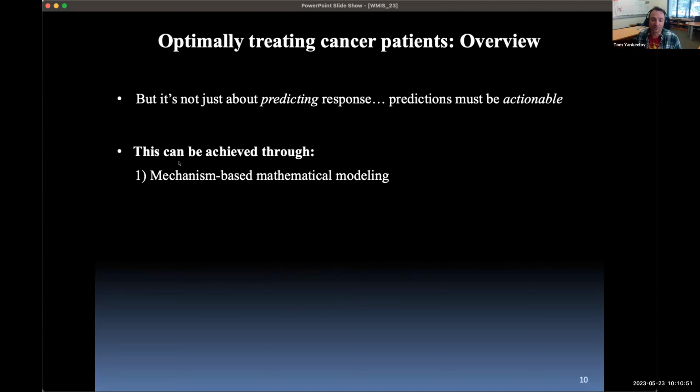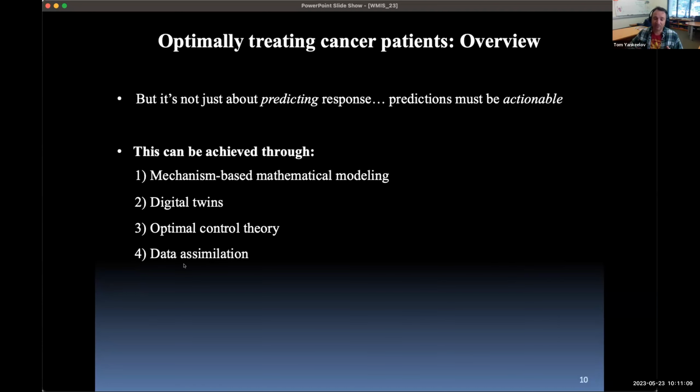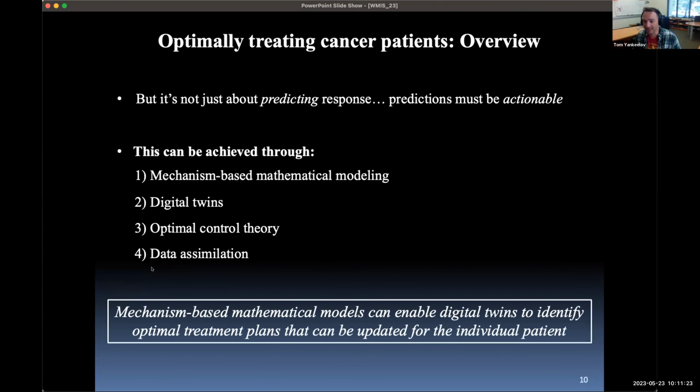So here's the hypothesis, or here's what we're positing: that you can achieve this through the suite of mathematical techniques that have been maturing over the years. One is mechanism-based models, so mathematical models that have some aspect of the relevant biology and physics baked into them. Then you can use these to power digital twins, on which you can then apply optimal control theory. And then of course, since it's an iterative process and you don't just do one intervention on the patient, you have to acquire more data and then update your subsequent predictions. You then need to assimilate more and more data as it comes on. So these are the 4 little vignettes we'll go through for the rest of this session today.